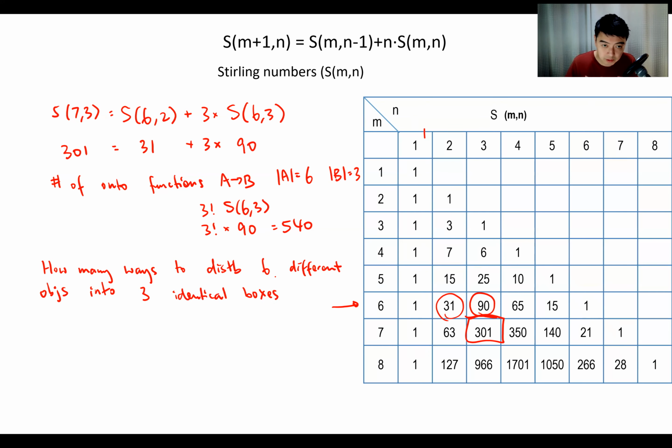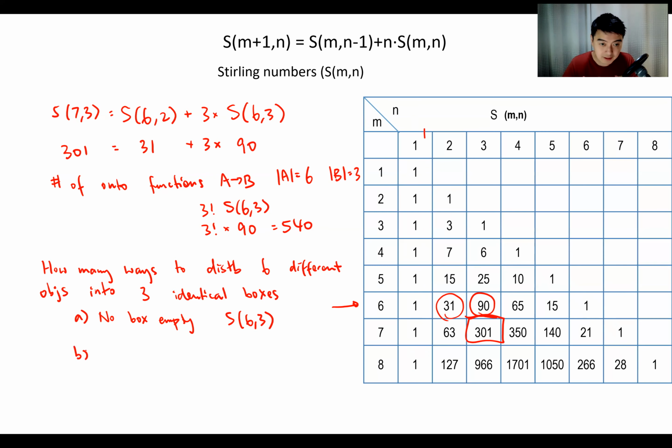Okay, so let's take 2 scenarios here. One where no box can be empty. I just want you to see that this is a direct application of S of 6, 3. The number of ways to distribute 6 different objects into 3 identical containers is S of 6, 3. So we can just read off this diagram and the answer is 90.